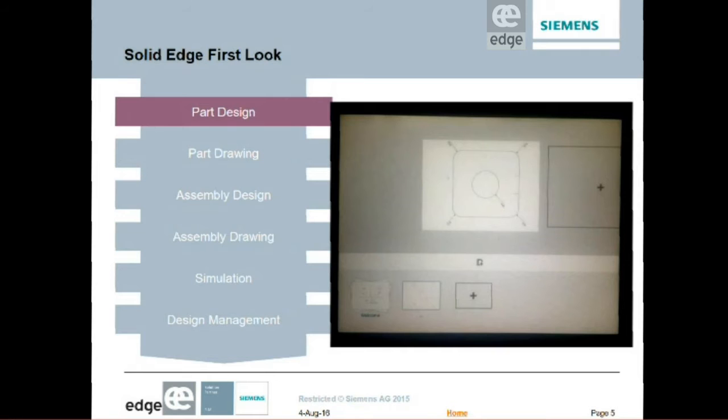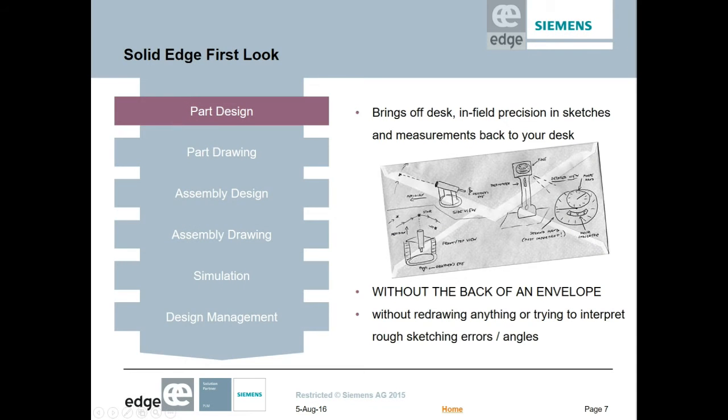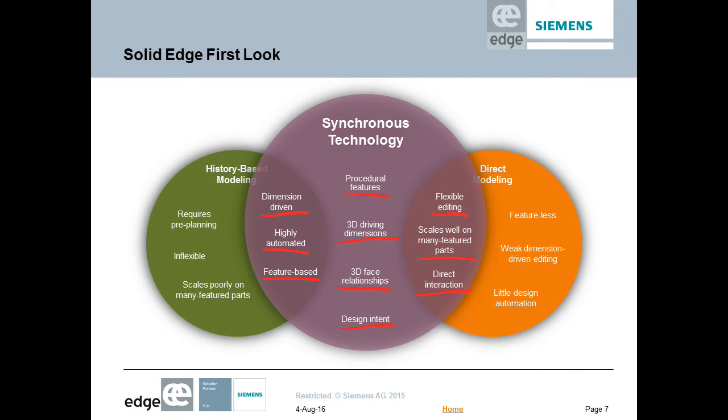Now, this is quite critical because it links your desktop work with your field work, and it means there's no translation or redoing of the work that you do in the field to your desktop. How do we do this? Well, we'll have a look at this next slide. We're using synchronous technology as a key for this, and what synchronous technology is, it's a combination of what we believe is the best of history-based modelling with the best of direct modelling.